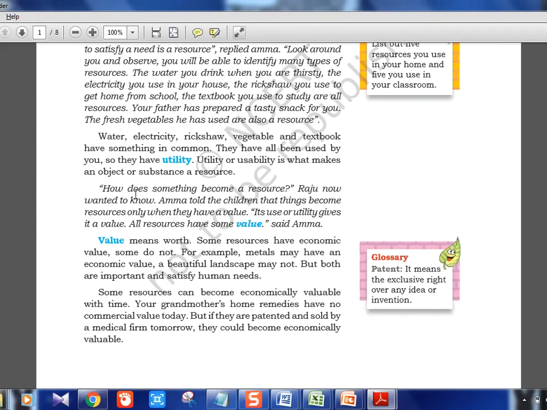So here first itself, in this box you can see patent. Patent is a very favorite topic of UPSC. This is just a basic definition of what patent means. It means the exclusive right over any idea or invention. Anything which you claim as your idea, there will be an authorized body to give you a patent for it. Like for medicines, a lot of companies get patents for 20 years, 30 years, and during that time nobody else can make that medicine. That is the basic meaning of patent.